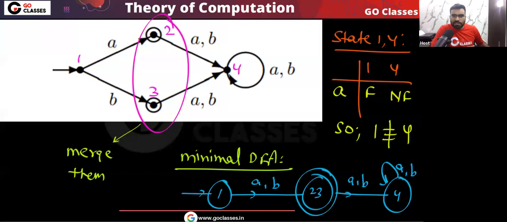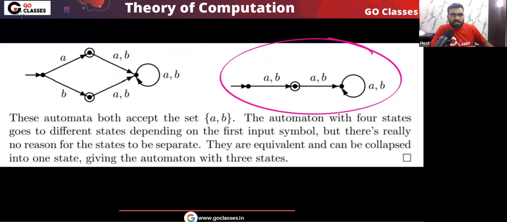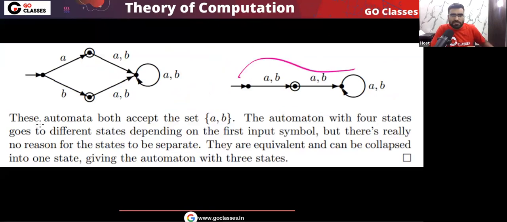Please tell me, did you understand? Very simple. Remember, when you minimize this, these states are equivalent, so you can merge these 2 states. Finally, the minimal DFA will have 3 states. Yes or no? Like this will be your minimal DFA, 3 states. Now let's see this example.